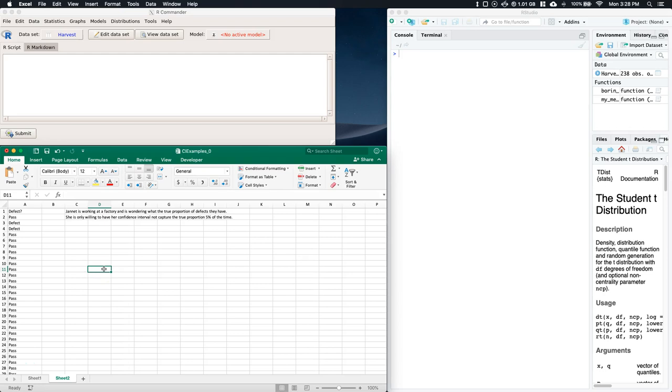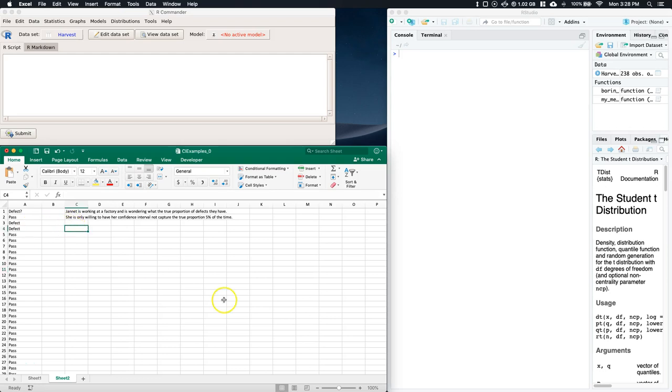Okay, so our first question needs to be, are we dealing with numeric or categorical data? And when we look at this, we are dealing with categorical data. We're just trying to see if it's a pass or a defect. So we're not measuring a weight or a time or a speed. We're dealing with categories.